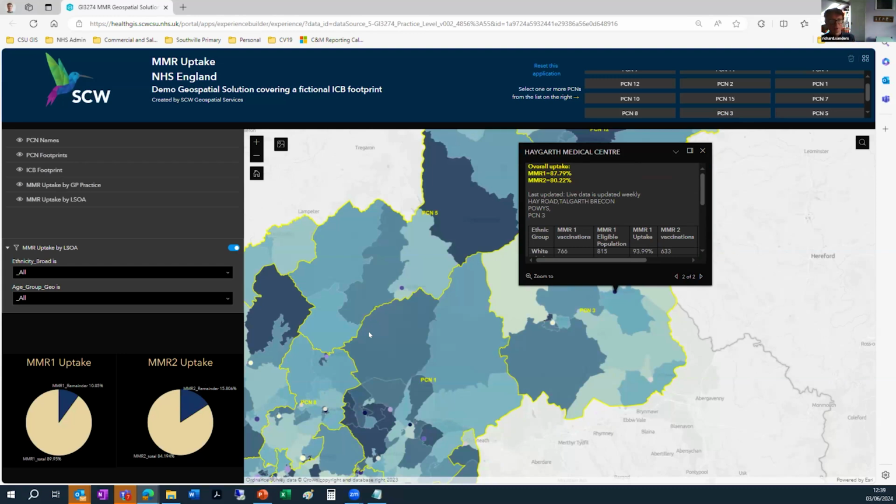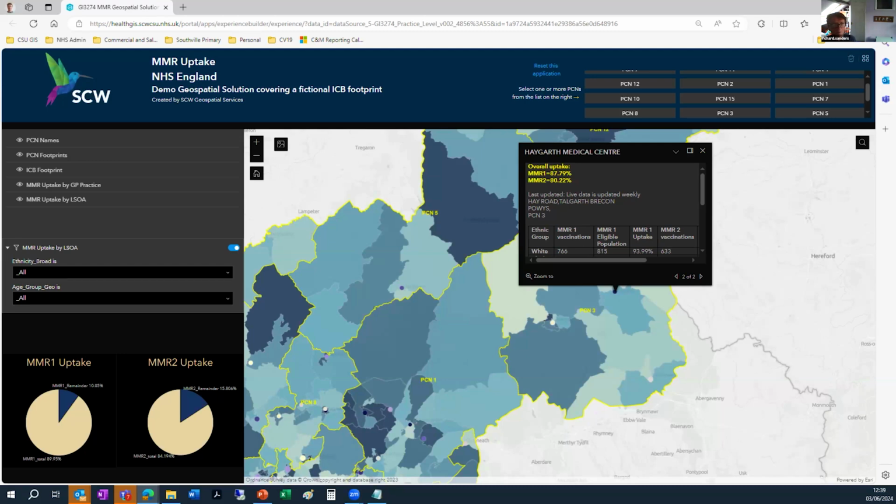So the point of this app is to now allow NHS England staff and people they work with to be able to do targeted interventions. So which schools or GP practice areas to focus on. Where to target comms. Sometimes you want a mobile service.